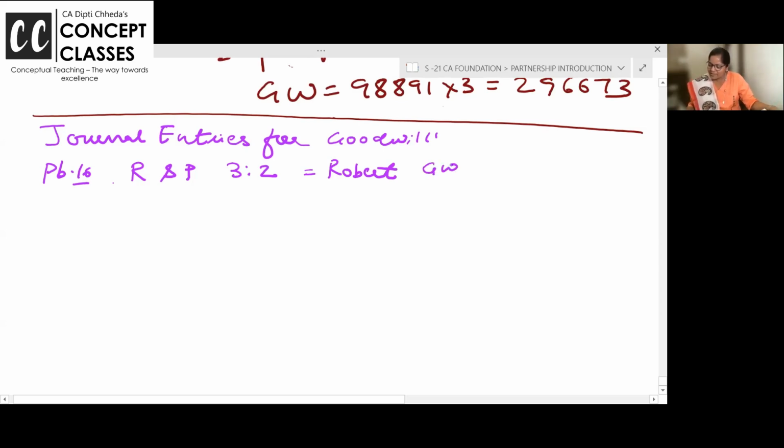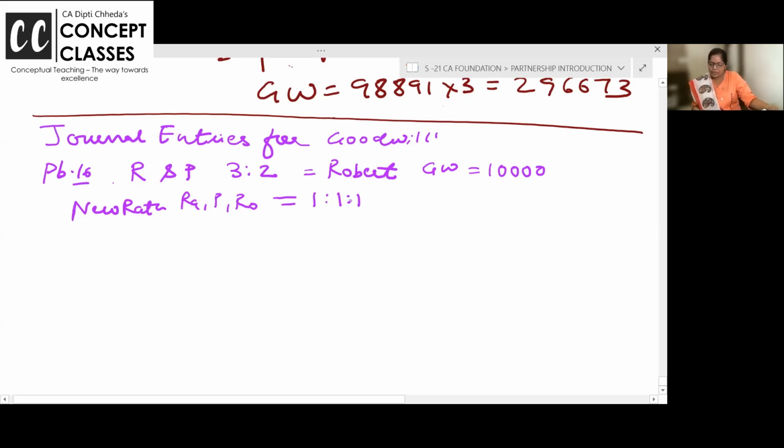Now all of you listen. Premium for goodwill is Robert's share of goodwill 10,000. And the profit sharing ratio, this is old ratio. New ratio: Rahul, Priyanka and Robert. The new ratio is equal to 1:1:1. Are you comfortable writing with me?